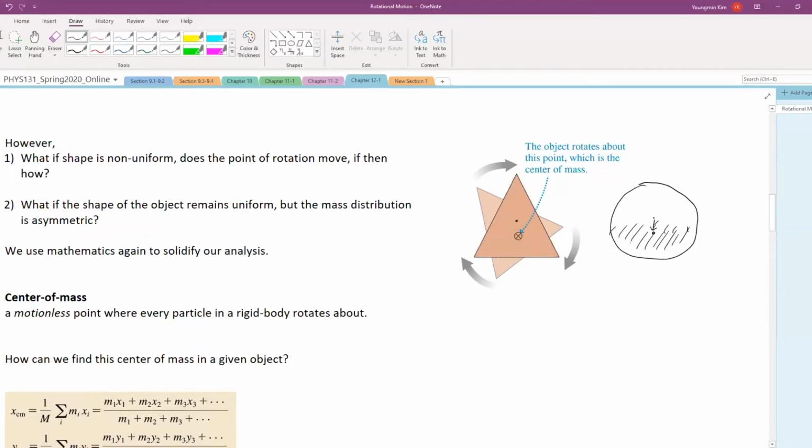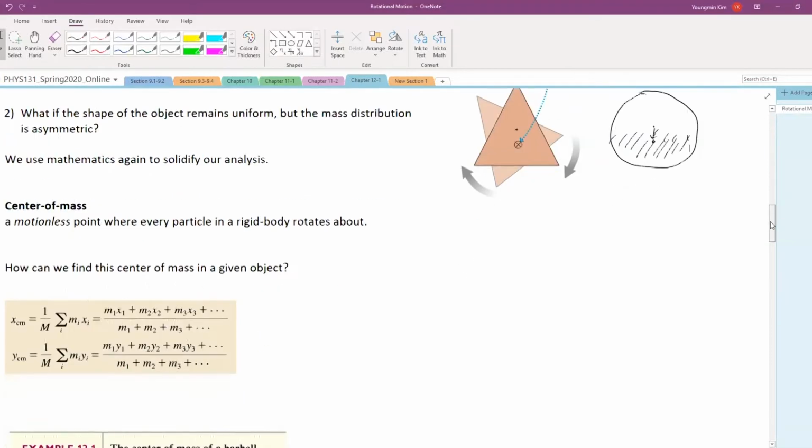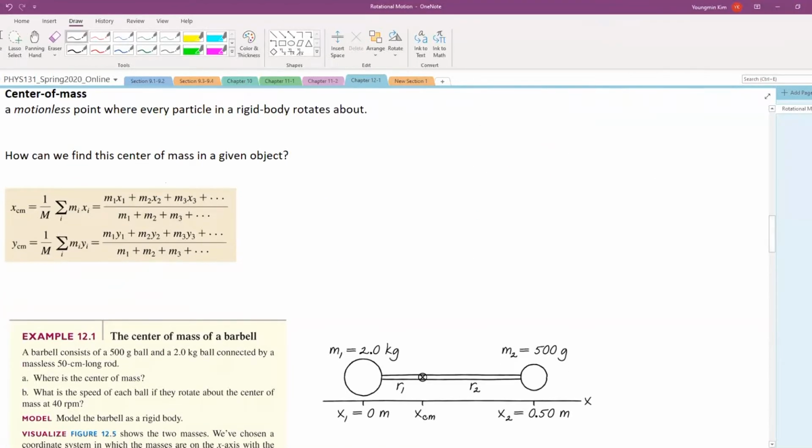Now, how can we find the center of mass in a given object? Let's consider a very simple case of two equal masses connected by a massless rod. So this rod does not play any role in this rotation. You have M1 and M2, and they're going to spin like this. Where will this center of mass be, where you can put your finger, and that's where the entire object rotates about? Your intuition probably will tell you again, it will be right here in the middle.